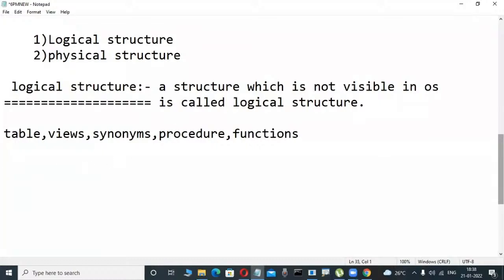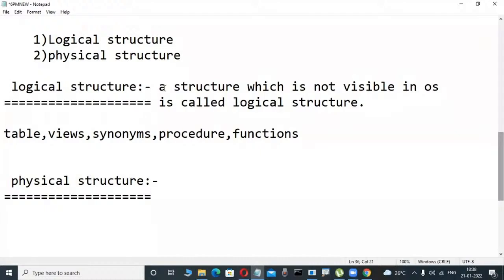Now observe it here. What is physical structure? Don't write it, just roughly observe it here. Physical structure is there. Now, just for the idea, what does a physical structure mean? This is the opposite of the logical one.